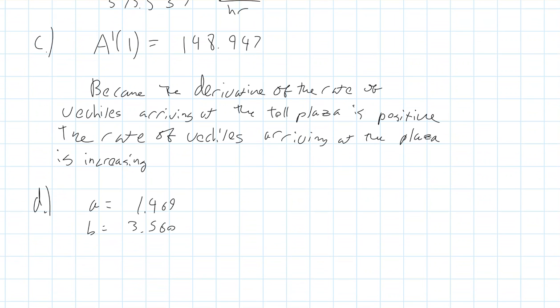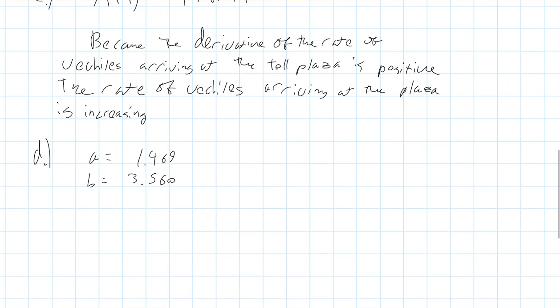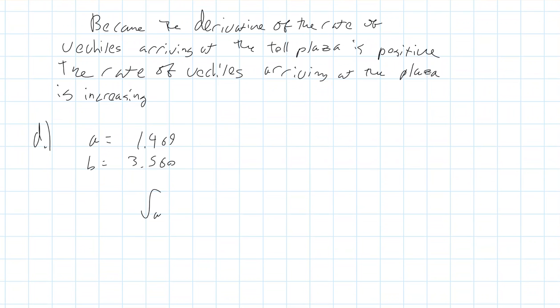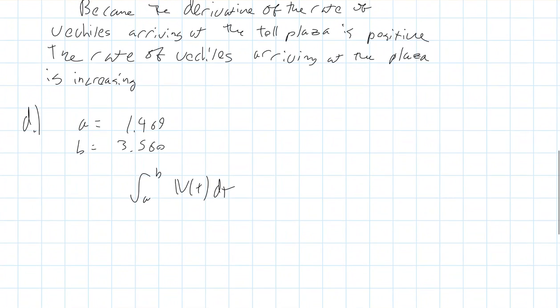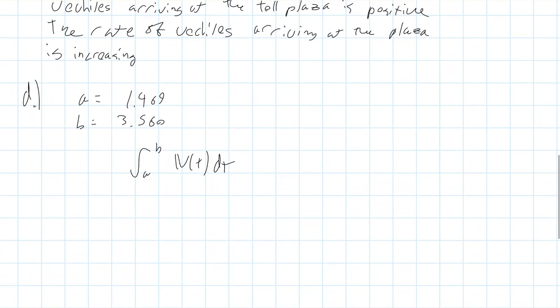Okay, here's the a and b value. At 1.469 hours, the line begins to form, and at 3.560 hours, the line starts to shrink. So if we integrate the function n of t from a to b, we will get the maximum number of people in line at a given time.